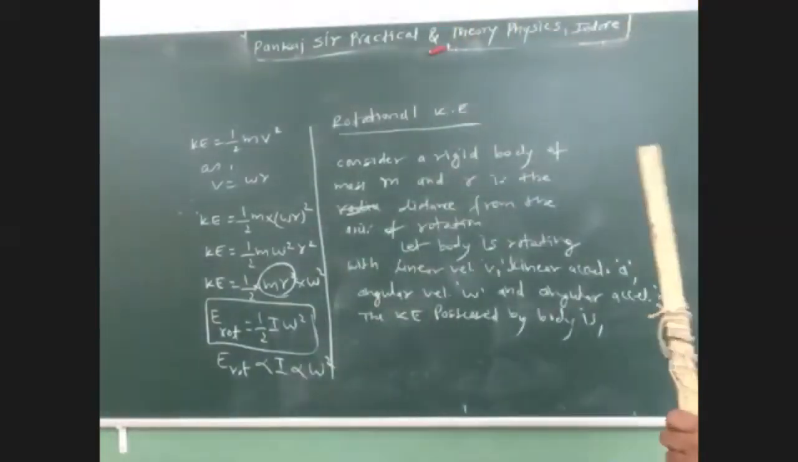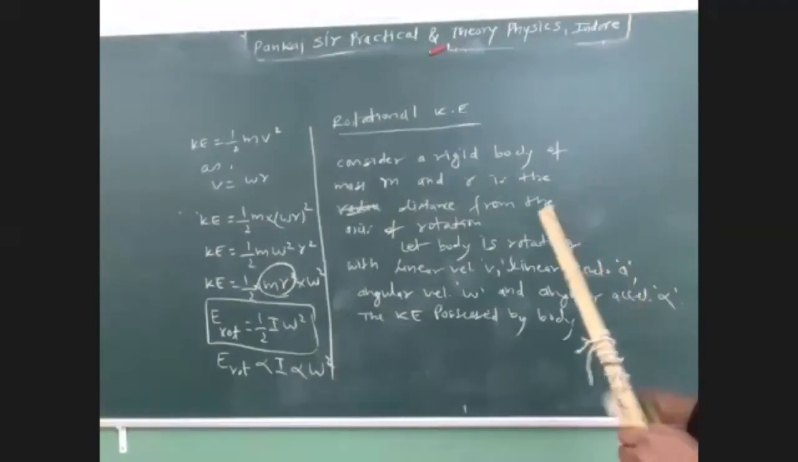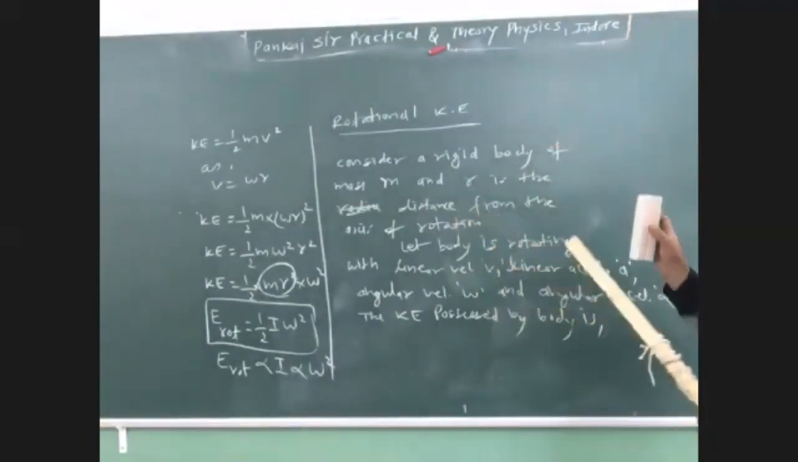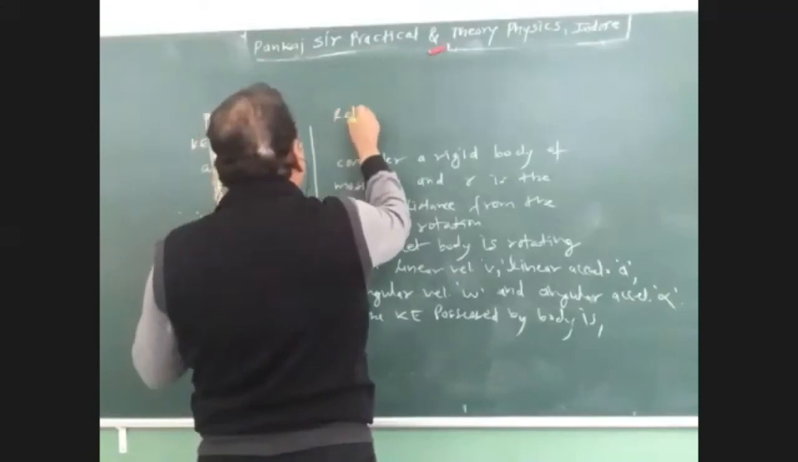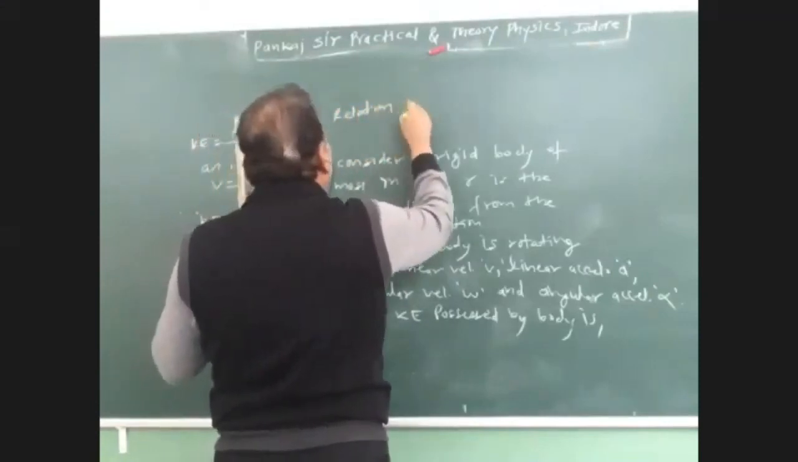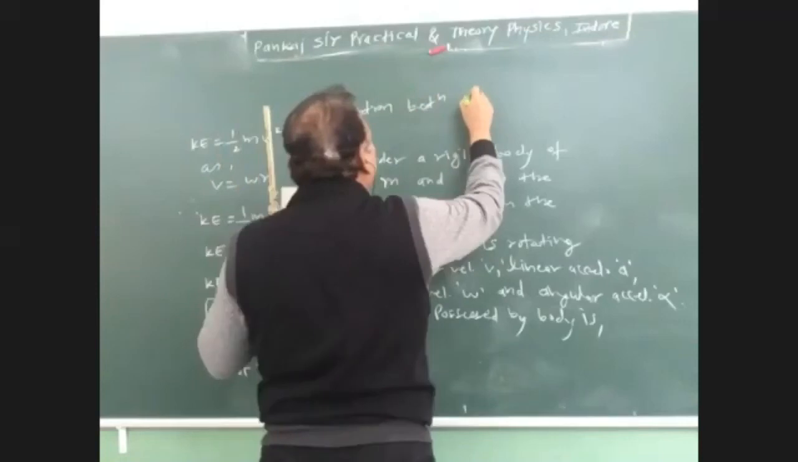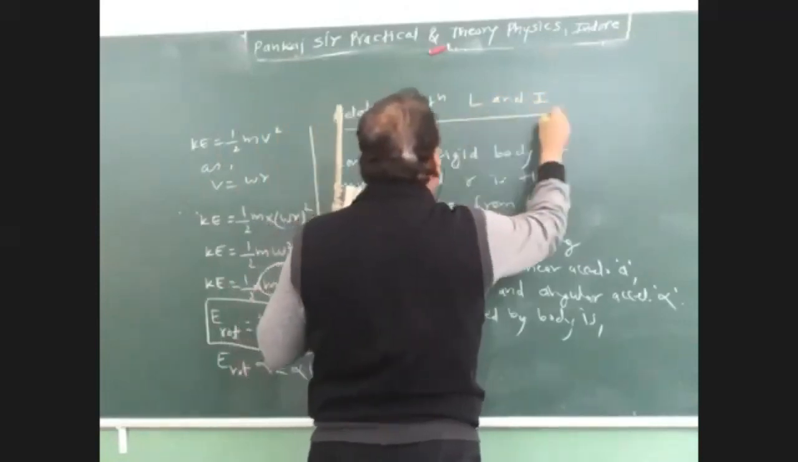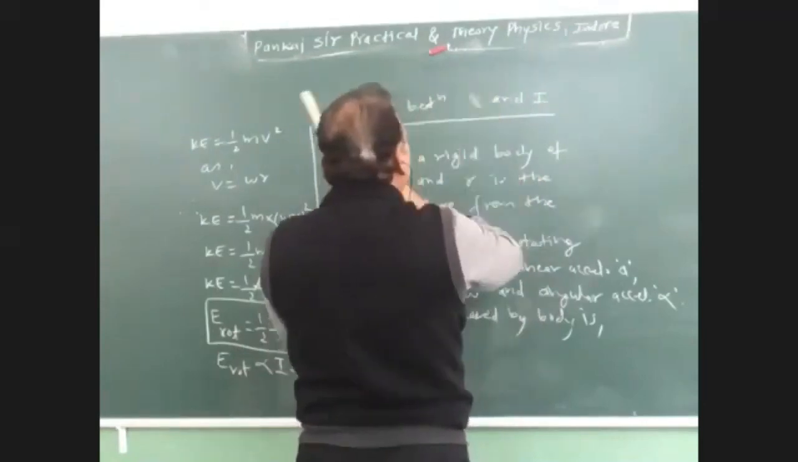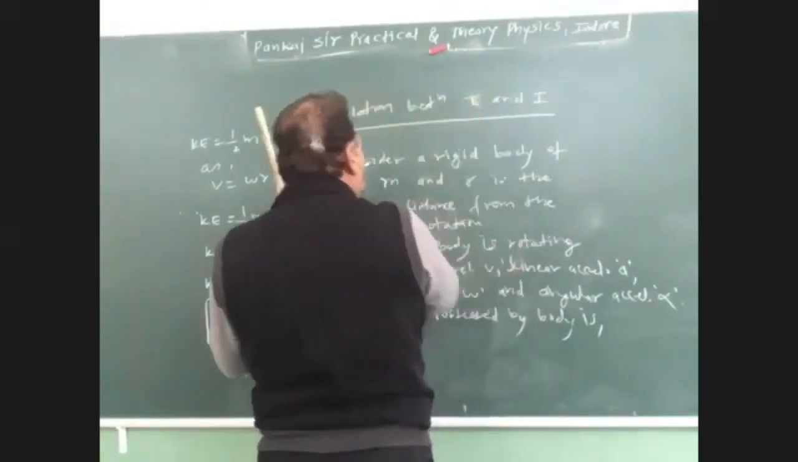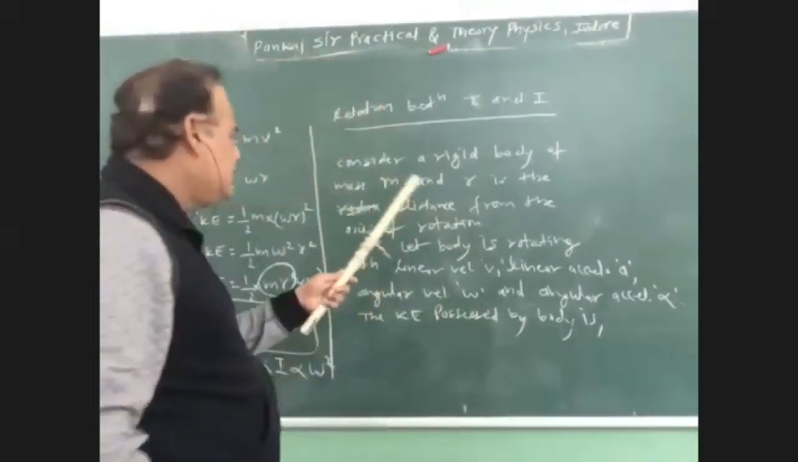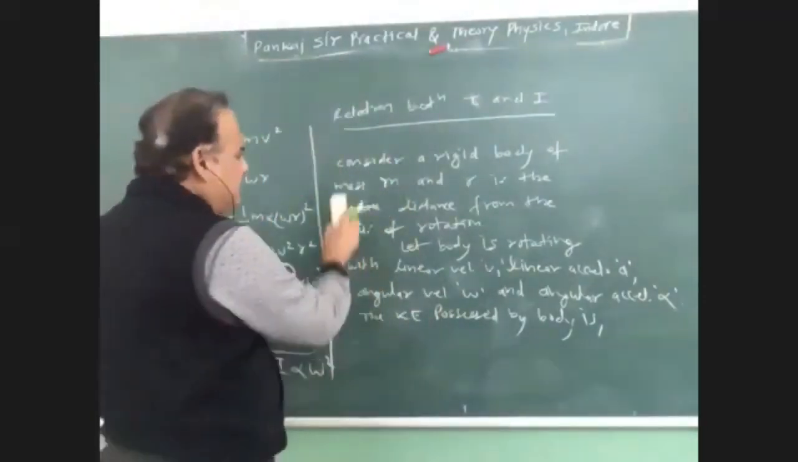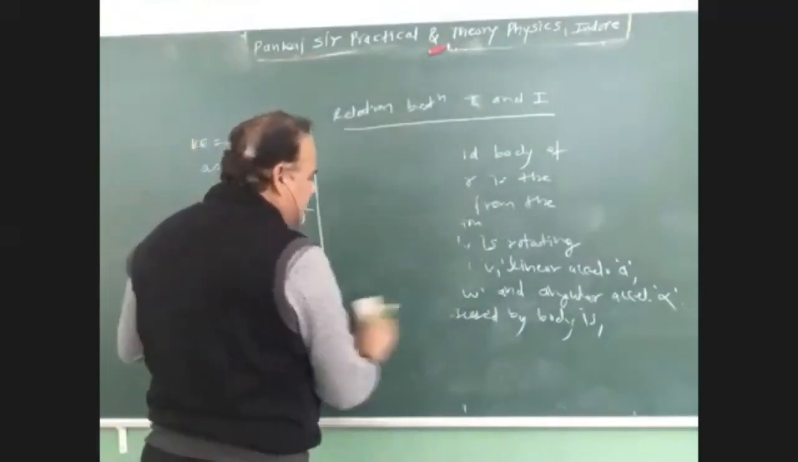Now we have to find a relation. ये मिटा दूं इसको? Yes, sir. The relation between L and I, tau and I. L and I निकालूं पहले कि tau and I निकालूं? चलो tau and I निकालूं. Tau and I. So consider a rigid body. This is the same now for everyone. You can write.